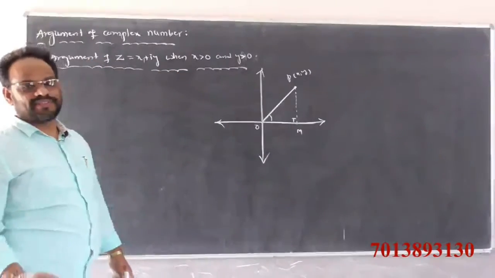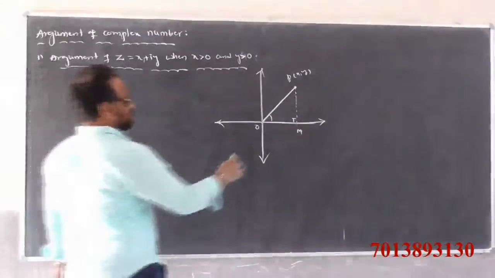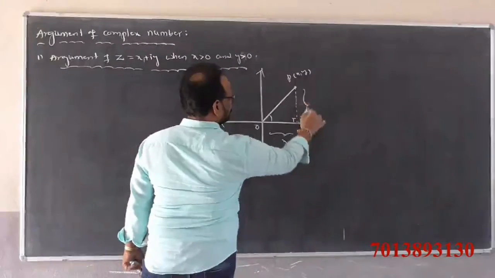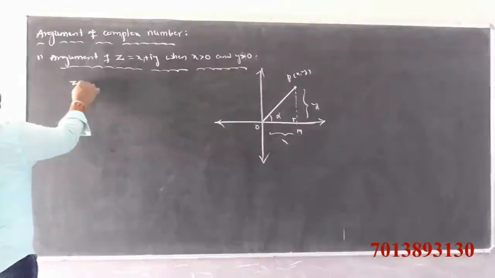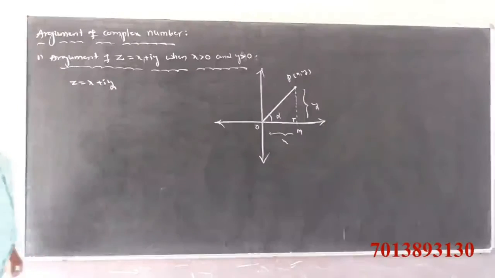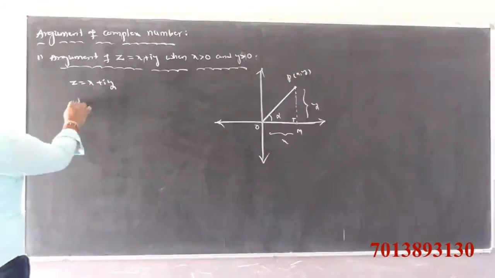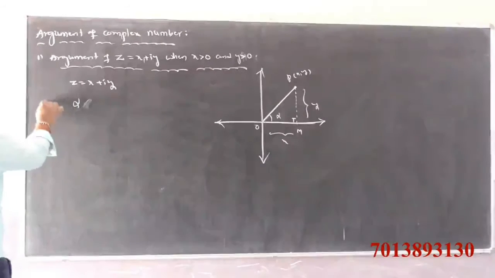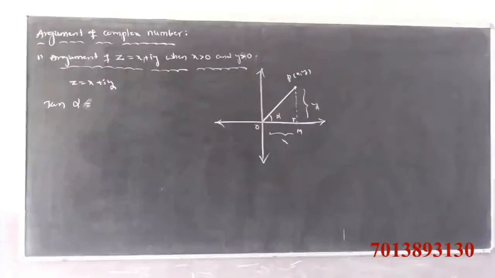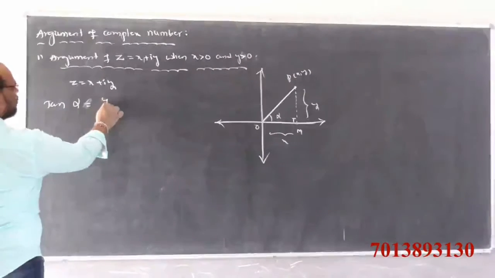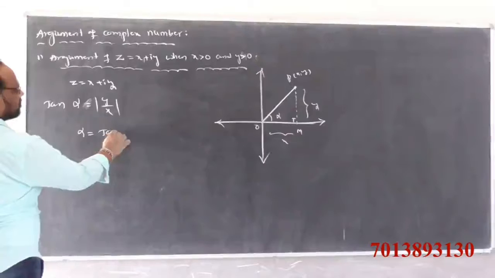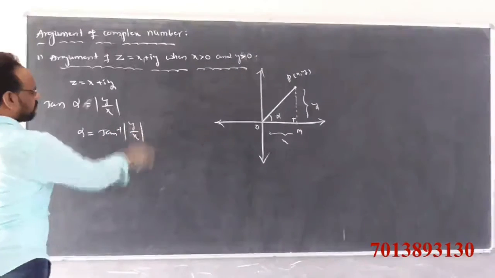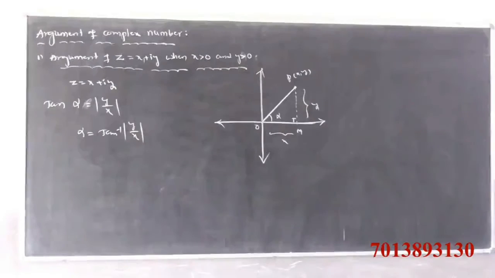How to find the angle? Observe here, this is x units, this is y units, take alpha. So z is equal to x plus iy. We want the angle alpha. If you take tan alpha, tan alpha is equal to y by x. Alpha is equal to tan inverse of modulus of y by x.